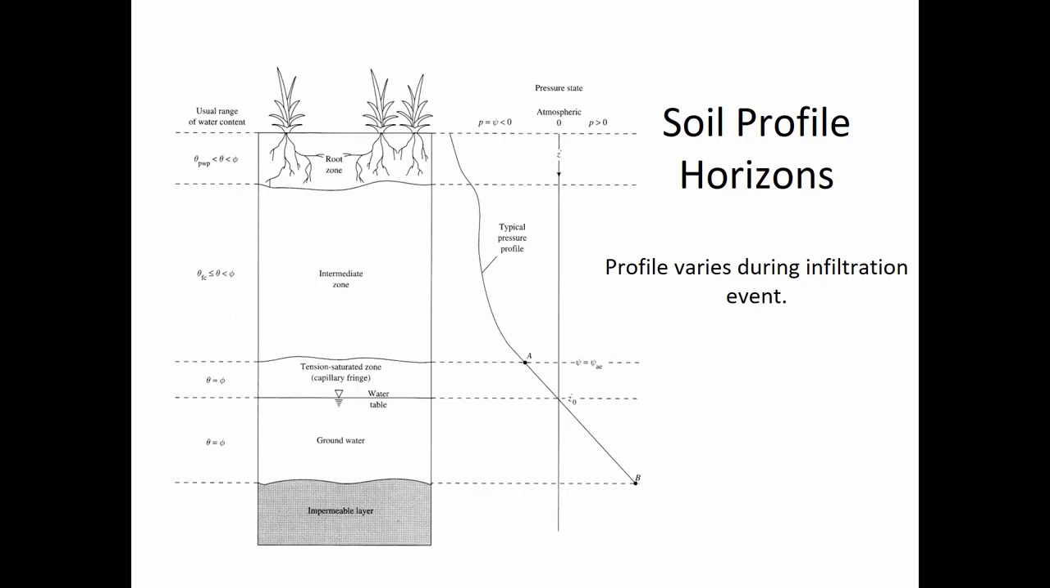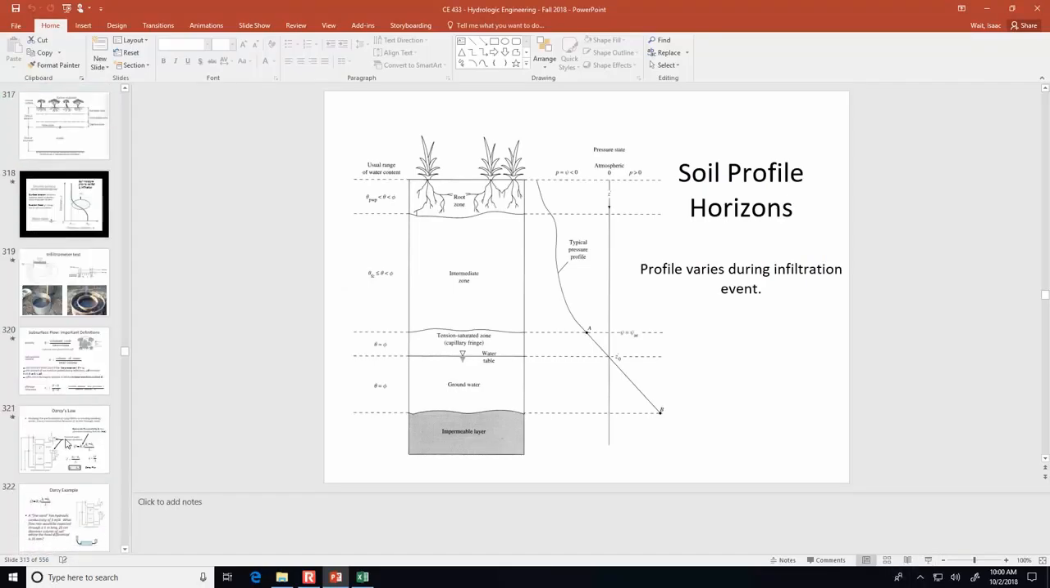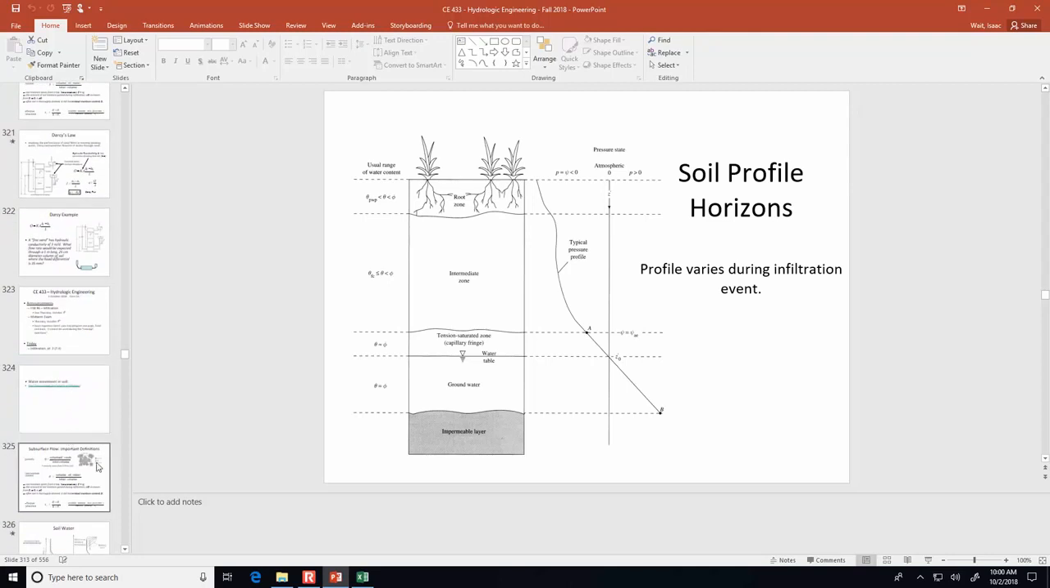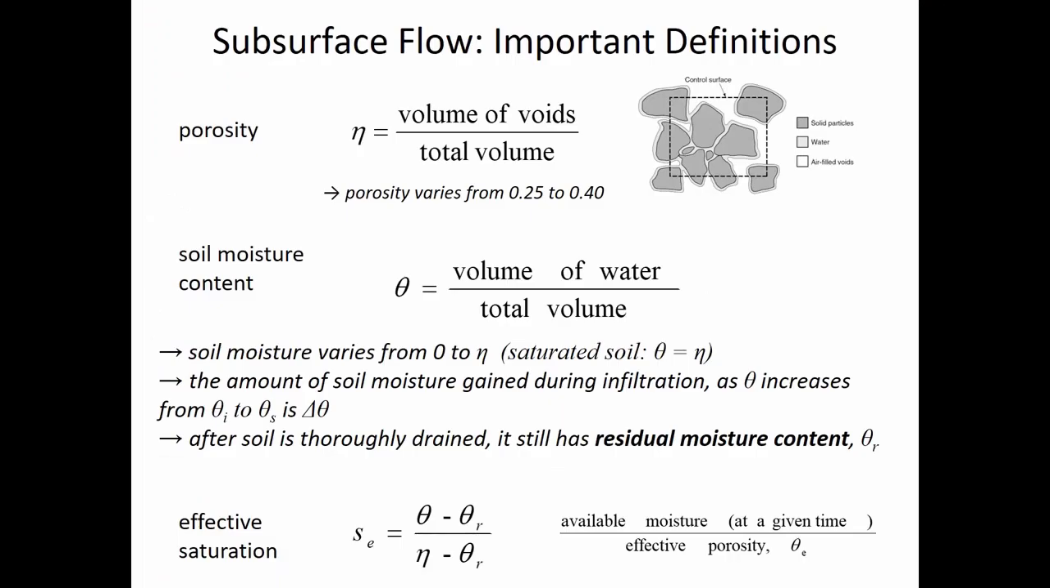But we don't only have unsaturated flow in that capillary fringe. The unsaturated flow also occurs during a wet weather event as the water penetrates downward through the soil. So just as a refresher, remember that under the soil we have voids that are containing some water and some air.